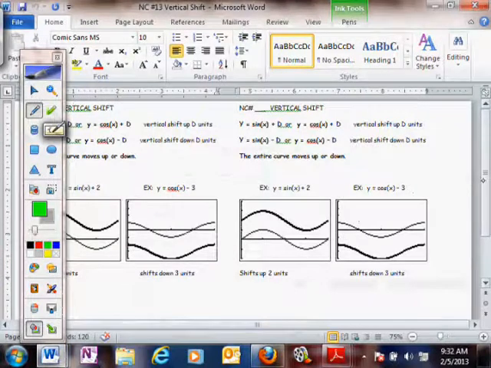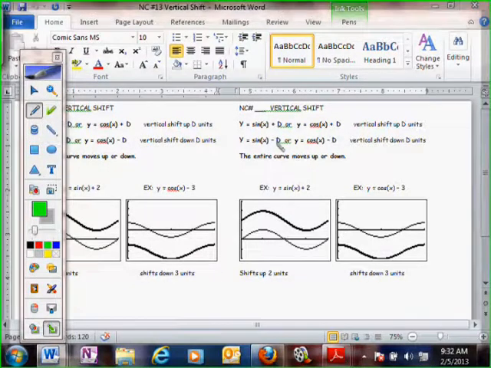Let's talk about the vertical shift. If we have a sine curve or a cosine curve, it's just like we've handled vertical shifts in the past. If we have a vertical shift, that's going to be this number that's out here. It's not going to be in parentheses with anything. It's going to be out here by itself, either added or subtracted, okay?